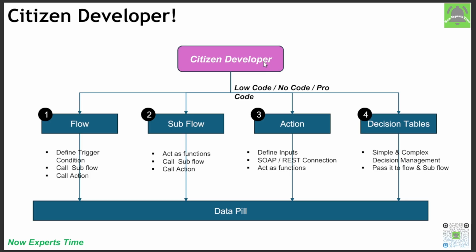The flow is clearly defining the trigger condition. Based on this trigger condition, for example, incident is created, that is a trigger condition. Incident is updated, that is a trigger condition. If the state is moved to X, or if the state is moved to Y, those criteria we call a trigger condition here. Based on the trigger condition, how it should execute.